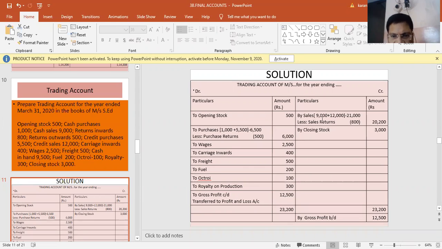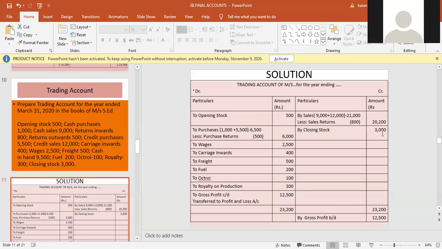And then sales is given. The cash sales is 9,000. Credit sales 12,000. And less sales return. Return inward means sales return. Return inward, which is coming in, means back to you, back to the seller. So 800 return inward subtracted. So 20,200. Okay, closing stock is 3,000.